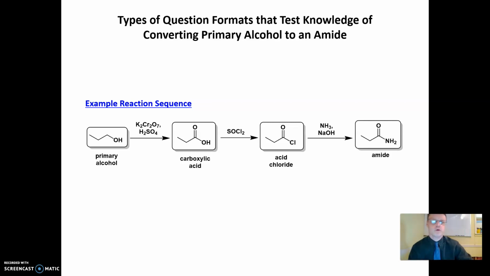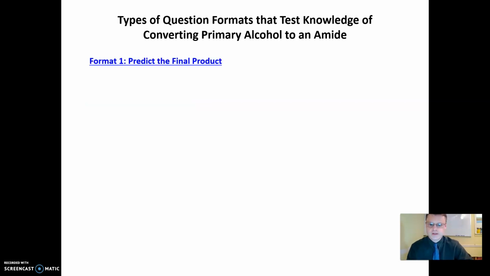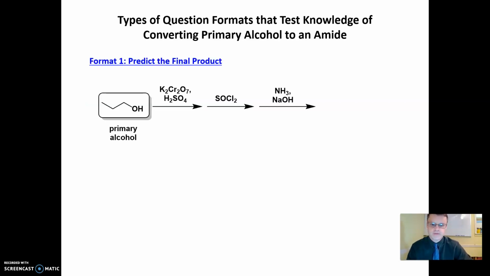Okay, so what are some questions I could write based off of this sequence? One is I could have something like "predict the final product," and it would look something like this. So a primary alcohol, and then these are the 3 reagents. It could be written this way, and then you would have to predict the final product. To figure that out, you would have to know what each of these different conversions do.